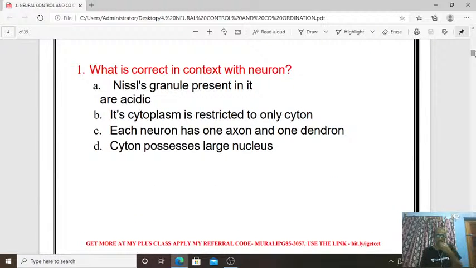So what is correct in context with the neuron? Neurons have a cyton or cell body with the dendrites, and a long axon with telodendria. So with respect to neuron structure, the correct answer is: cyton possesses a large nucleus. That is the right answer for the first question.